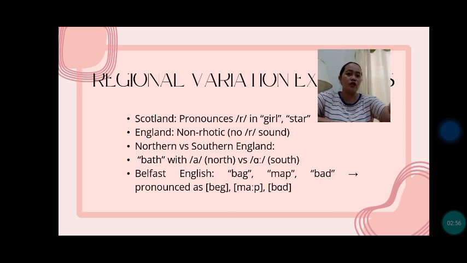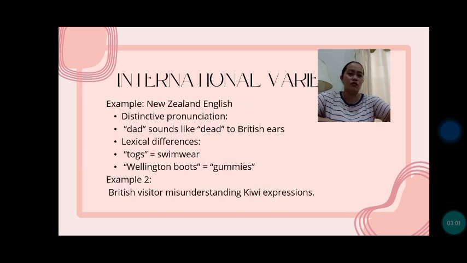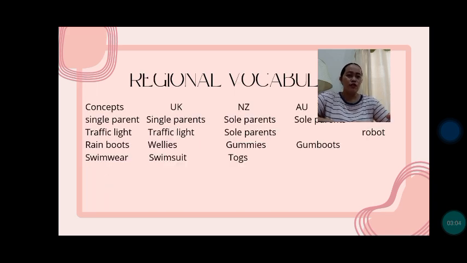Next, we also have regional vocabulary. Vocabulary also changes from place to place. For example, in the UK, or United Kingdom, people say traffic light, but in Africa it's called a robot. New Zealanders call rainbows gummies, while in Britain they're called willies. Everyday words like swimwear have different variations, such as togs in New Zealand. This variety adds richness and color to language use.